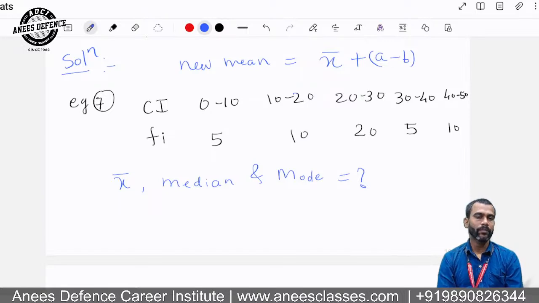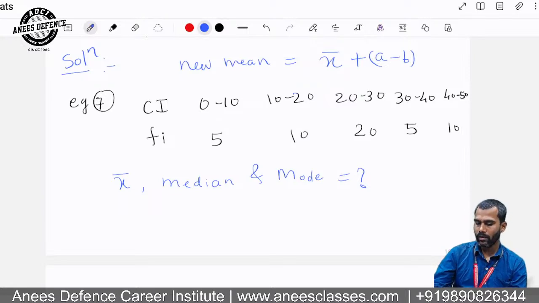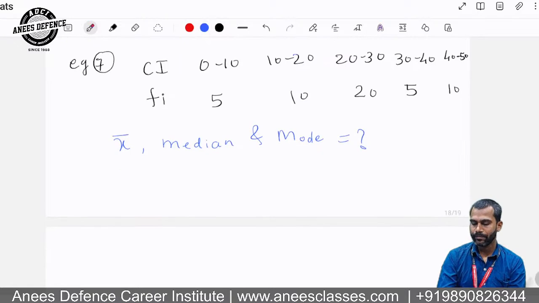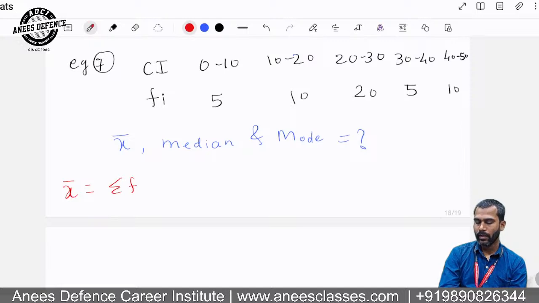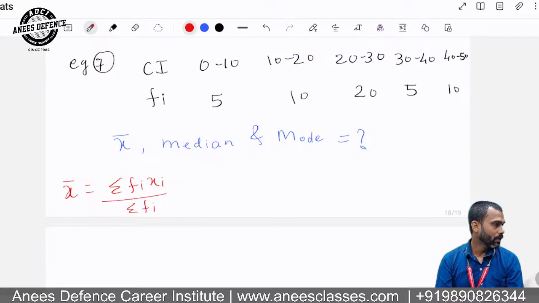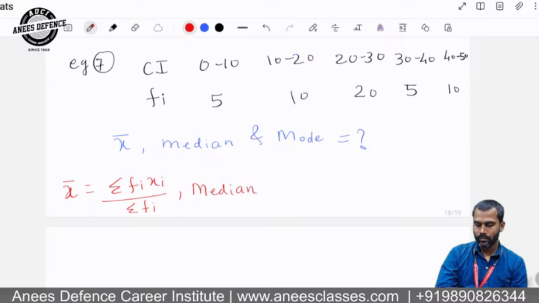You can use the direct method. Yes or no? For mean and median, we already know the formula. Let me write down the formula. What is x bar? Summation fi xi divided by summation fi. This is the formula for mean. What about median? Yesterday only we have seen this formula. L plus n by 2 minus cf upon f into h.